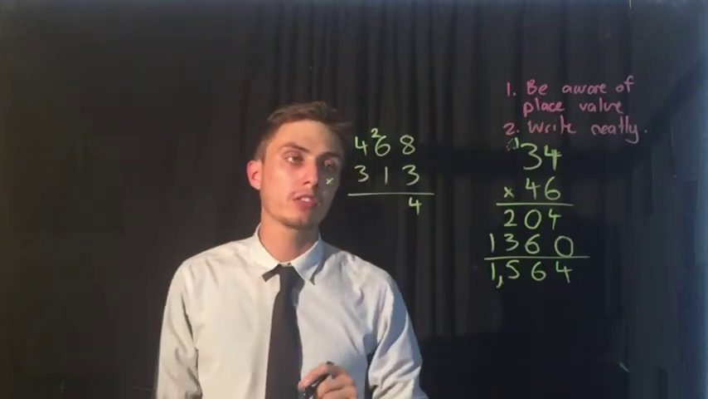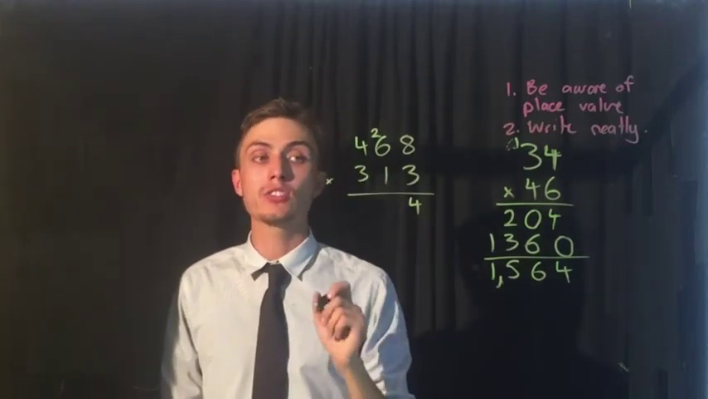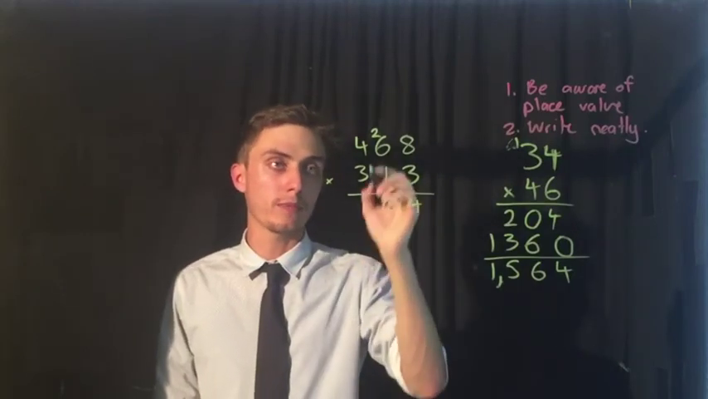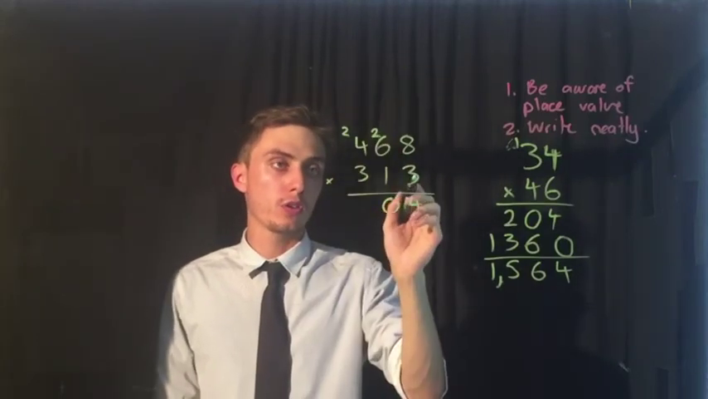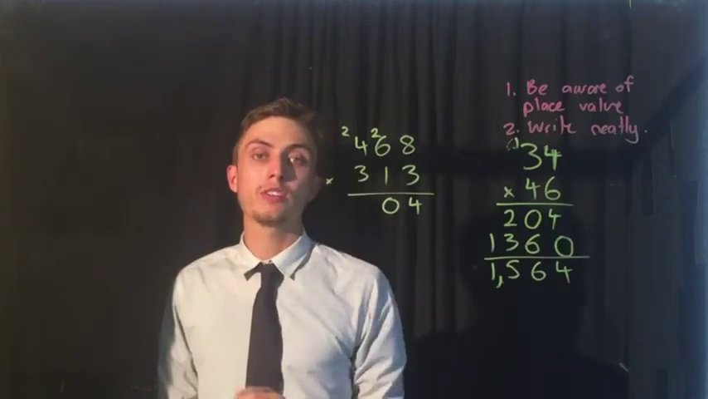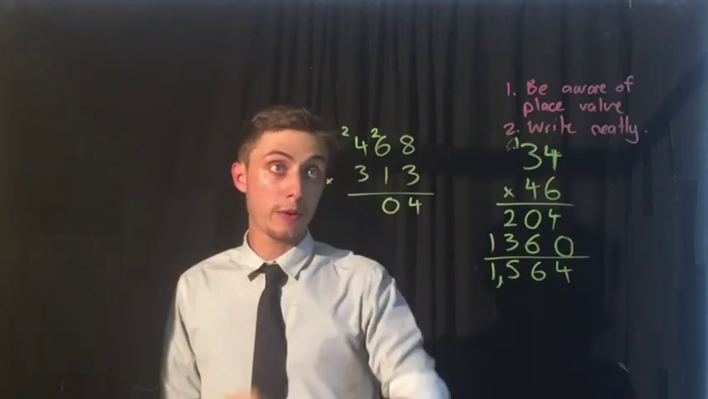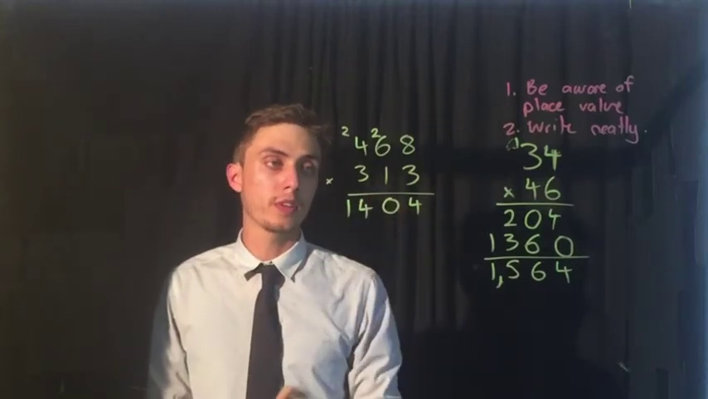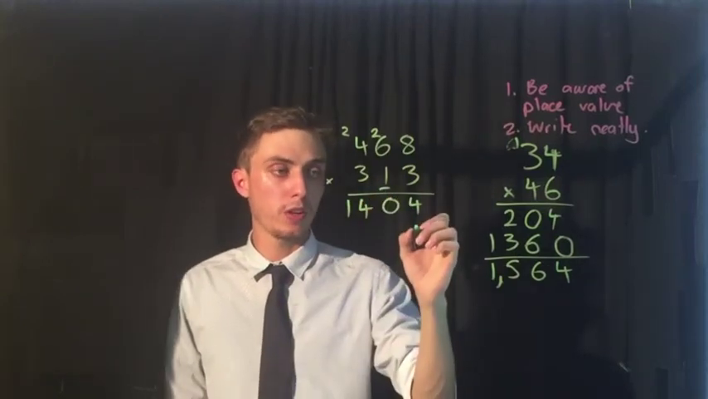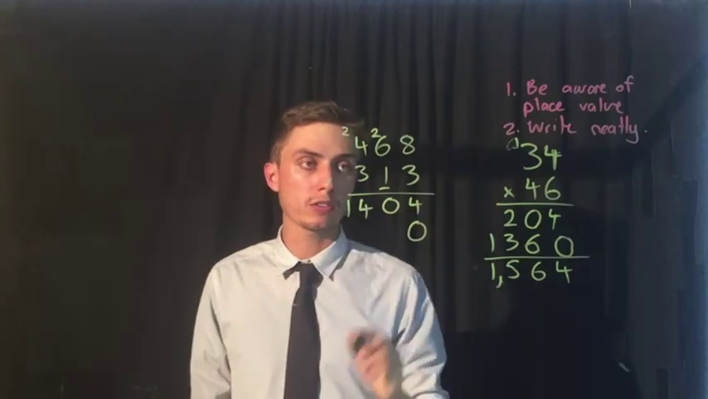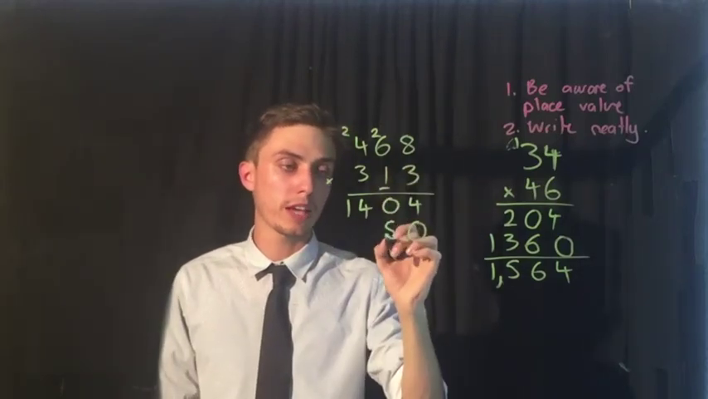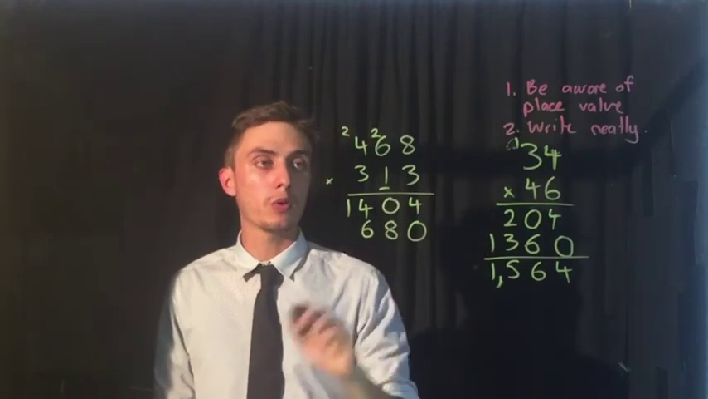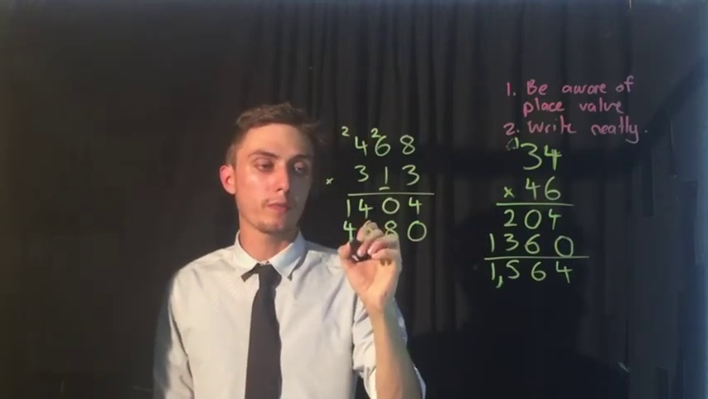3 times 6 gives us the answer of 18. And then we add our 2 on, so we get 20. Carry our 2. 3 times 4 gives us the answer of 12. We carry over our 2, we add it on, and we get the answer 14. Now we're working in our tens column. So we write our 0 to fill in our units. 1 times 8 gives us 8. 1 times 6 gives us 6. 1 times 4 gives us 4.